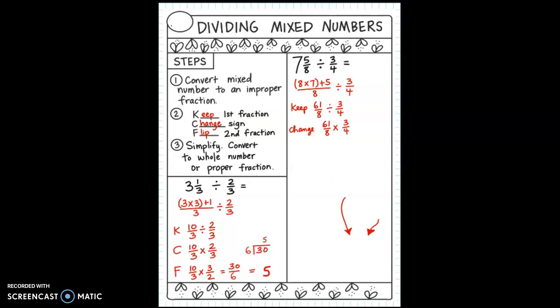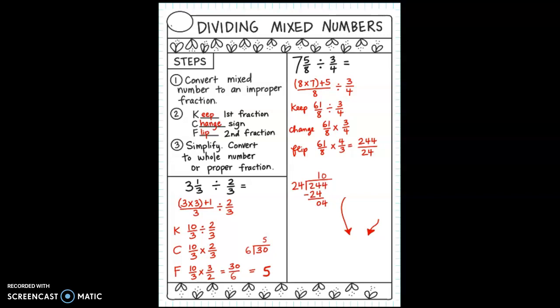Change the division sign to multiplication, and then flip our second fraction to 4 over 3. Then we can multiply across. 61 times 4, 8 times 3. Gives us 244 over 24. This can be reduced, so we're going to change it back to a mixed number first, and then we can reduce. So we're going to see how many times 24 goes into 244.